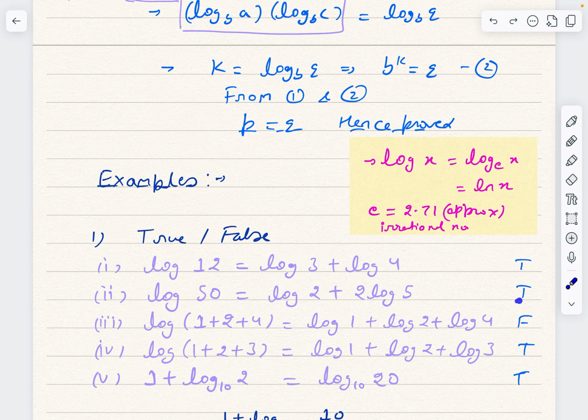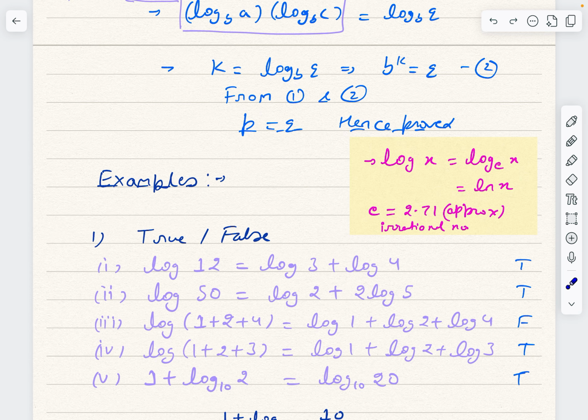Second one, log 50 is log 2 plus 2 log 5. This will also be true. We can use the third and fourth property. 2 log 5 we can also write as log 25 using the fourth property in the reverse order. So this power comes outside, so power can go inside also. So this 2 can go to the power of 5. Then log 2 plus log 25, when you add them, you get log 50. Obviously true.